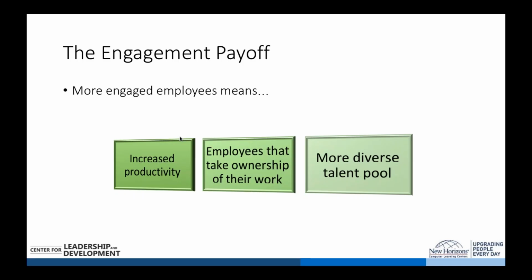So the payoff is increased productivity. People take ownership of their work, which is critical. And you get this more diverse talent pool because you've got employees who are trained, they are developed, they're motivated. So they've got a wider range of skill sets to bring to the organization. A wider range of skill sets means you've got more talent to draw on, and a more diverse talent pool means that you're able to take on more things as an organization and achieve greater things for your customers. And again, let's always keep the customer in view of this as well.